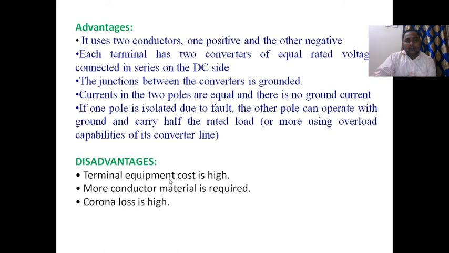Disadvantages: the terminal equipment cost is high, more conductor material is required, and corona loss is also high. Why is the corona loss high? Normally a monopolar link has only one conductor, while a bipolar link has two conductors. So the corona loss is also high.